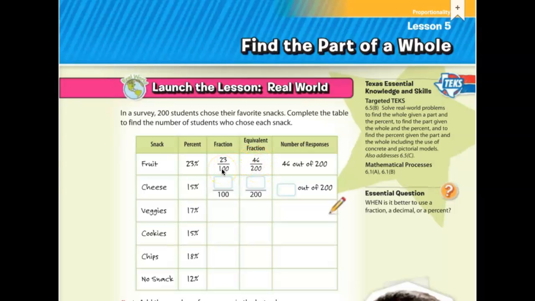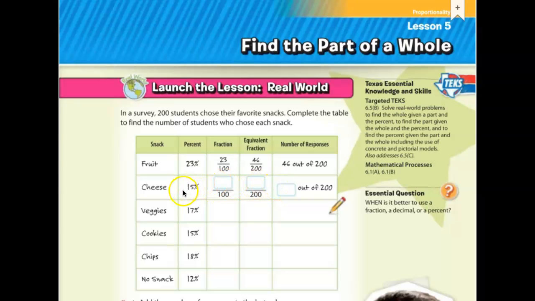And so to make 200 out of 100, we multiply by what number? That's correct, we multiply by 2. So if we multiply 23 by 2, we're doubling 23. 20 plus 20 is 40. 3 plus 3 is 6. That means 46 kids out of 200 is equivalent to 23%. Those are the kids that liked fruit.